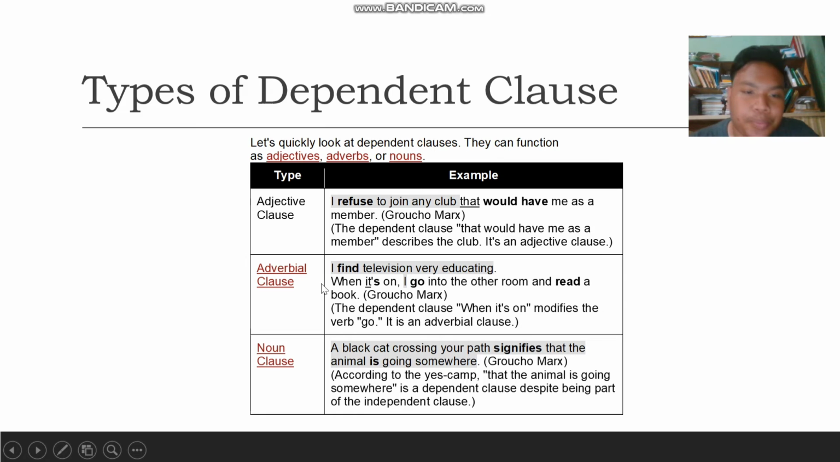Adverbial clause type. I find television very educating when it's on. I go into the other room and read a book. It tells us the dependent clause when it's on modifies the verb go. It is an adverbial clause. Noun clause type. For example: a black cat crossing your path signifies that the animal is going somewhere. It tells us that the animal is going somewhere is a dependent clause, despite being part of the independent clause.